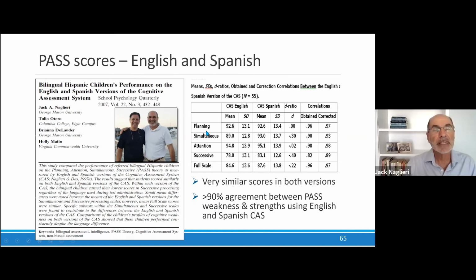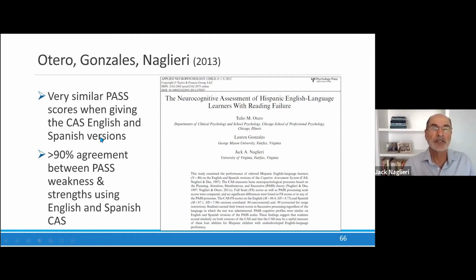And then when Tulio and I gave the CAS2, well, when Tulio gave the CAS in English and Spanish in counterbalanced order, you get the same scores, whether you give it in English or Spanish. We published this paper, and then we replicated it, because, you know, replication is important, and got the same results. And the really interesting thing is when you look at, do they have a strength and weakness in PASS, over 90% of the time you get the same answer.